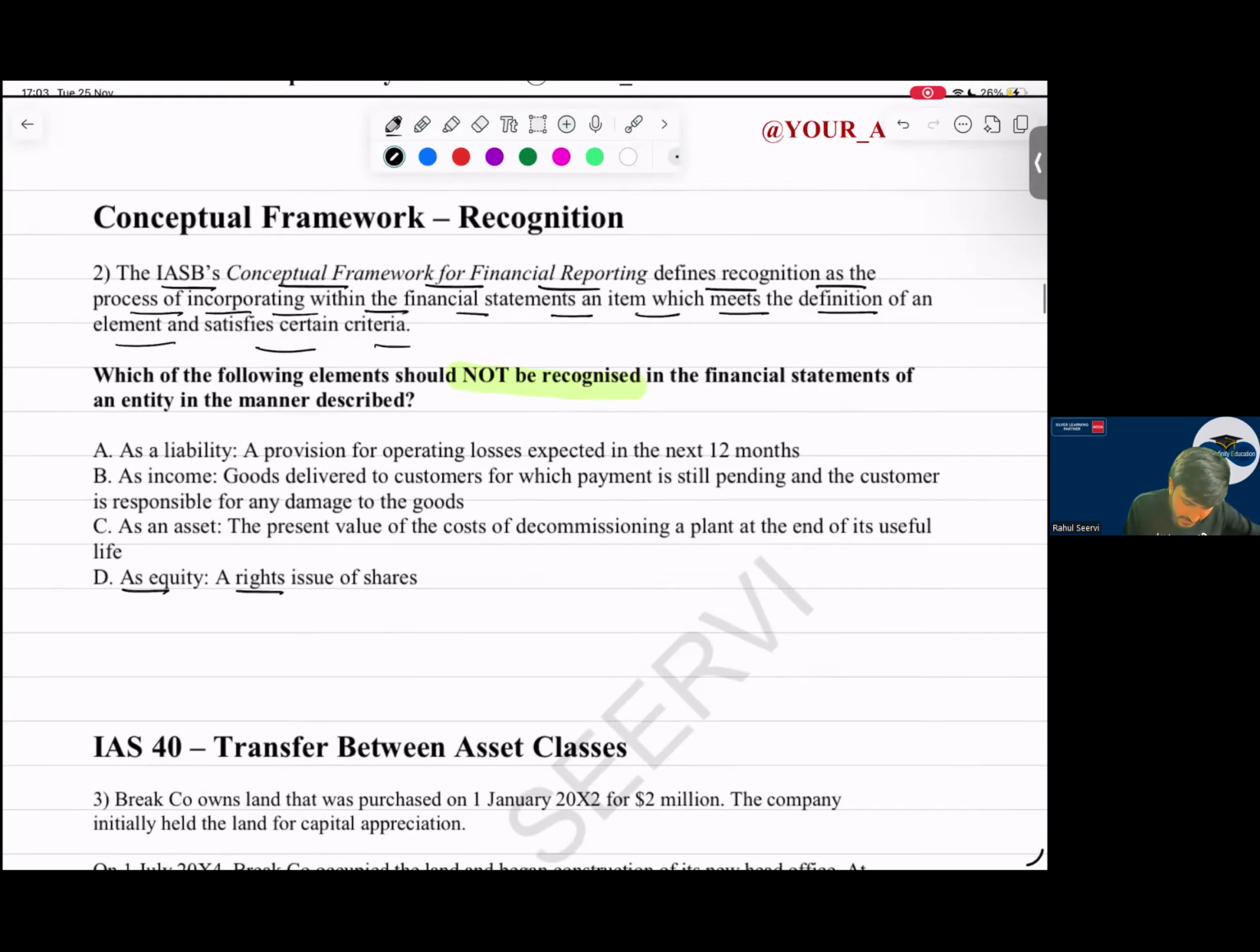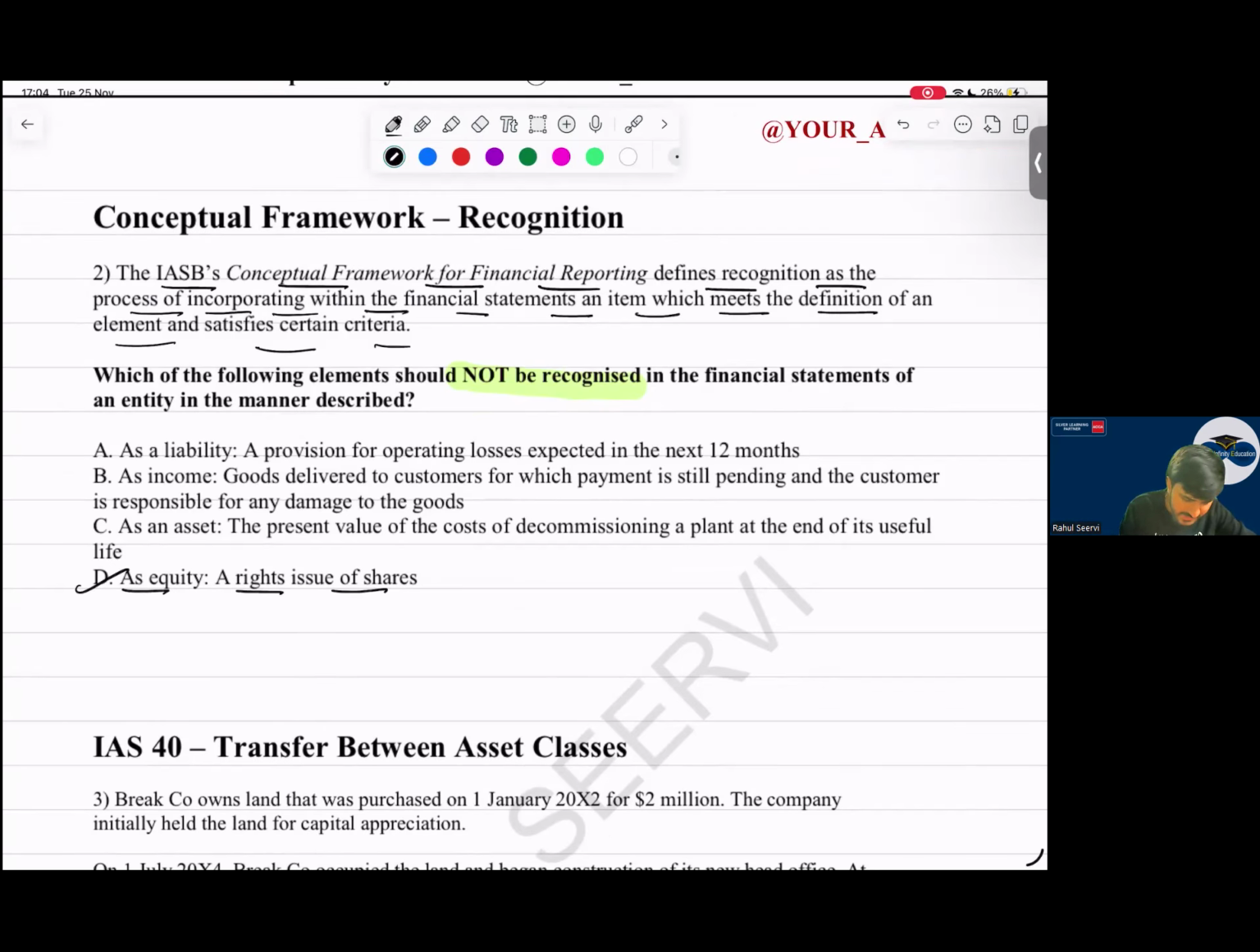As equity, rights issue shares. Whenever shares are issued, a rights issue is done, can I say we record it or not? Share capital, share premium will increase. We recognize that as equity. Yes, sir, we recognize this as equity.